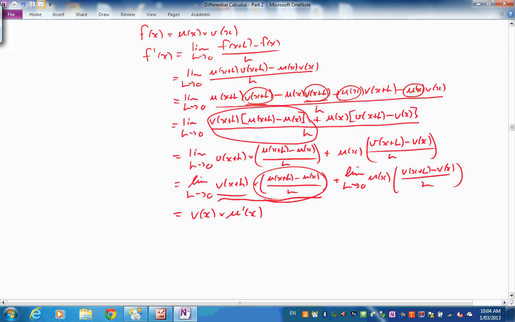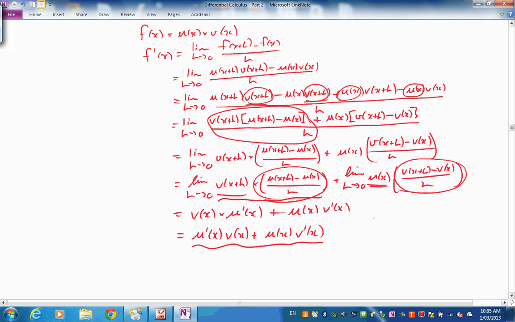u dashed x, plus, same thing here, as h tends to naught, u of x just tends to u of x, hasn't got h in it, not affected. And the limit as h tends to naught of that, by definition, is v dashed x. So, let's put the u term in front, because that's how we always remember it. So, it's u dashed x, v of x, plus u of x, v dashed x. And there's our rule, as required, if we were asked to prove that.